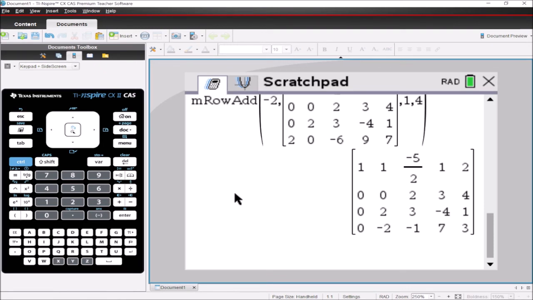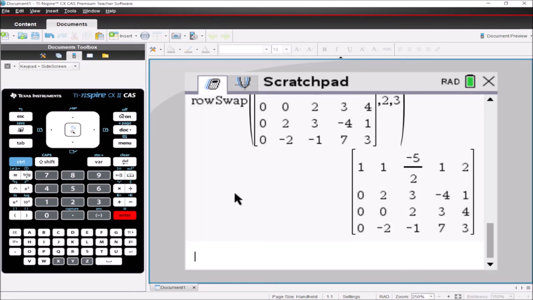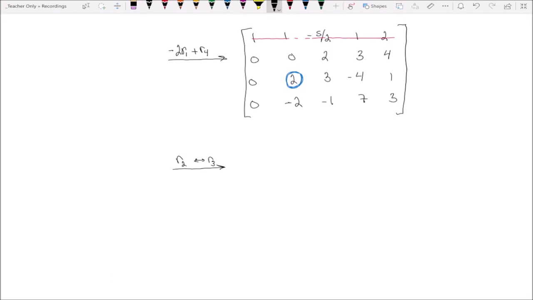Now, instead of going through the menu, let's actually type in row swap. If you recall, that was the command. I want the matrix, and it's row 2 with row 3. Notice at this stage, row 1 is going to remain the same throughout the rest of our work.